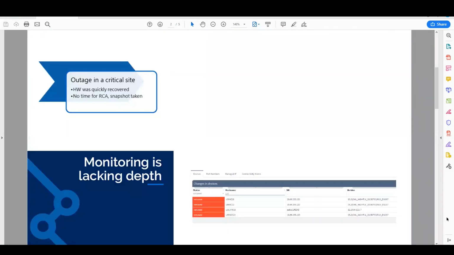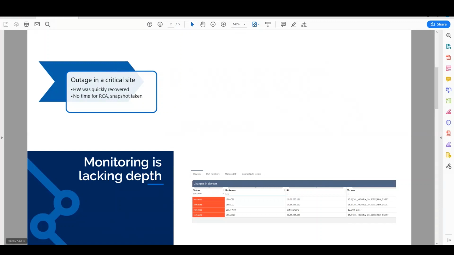So the specific example that I wanted to show you is in case of an outage that happens in a critical site, where the goal of operations is to recover the failing hardware or failing device as quickly as possible. So there is really no time for root cause analysis, no time to collect relevant information. So this is where the IP Fabric solution comes in.